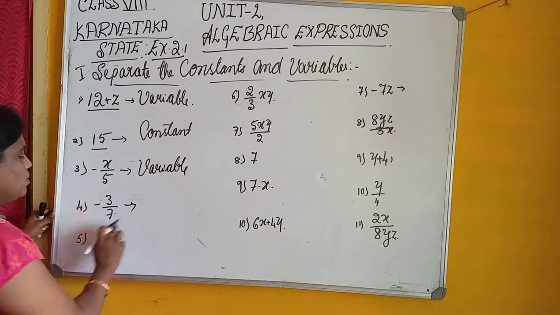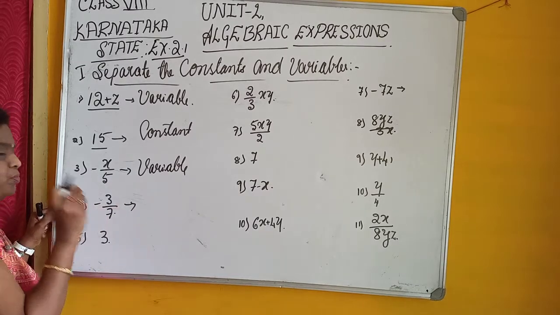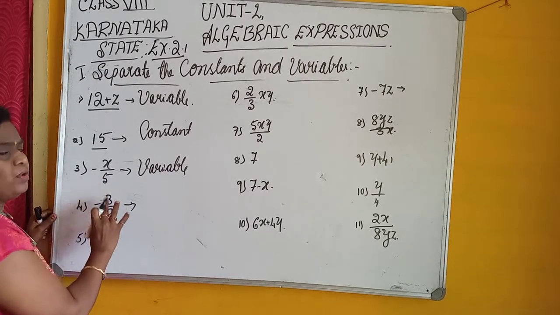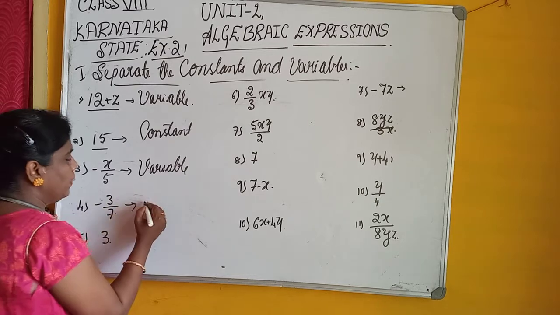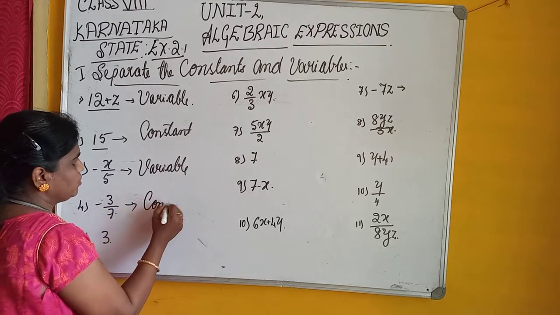And here, minus 3 by 7. There is no variable here. Purely it is a constant. It is a fixed value. Its value never changes. Therefore it is a constant.